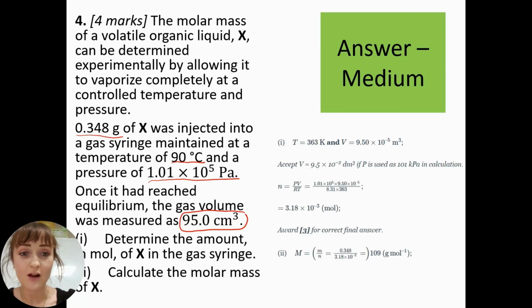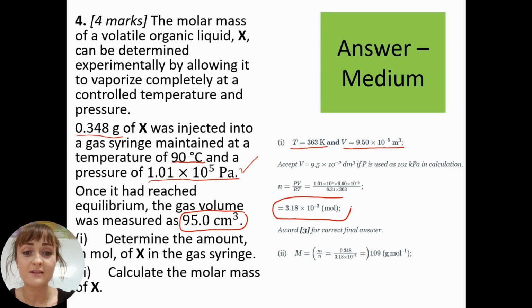As with all questions involving PV and RT, it's going to be key to convert your units. So you need to make sure that your temperature is in Kelvin, that your volume is in meters cubed, and that your pressure is in pascals, which was conveniently given to you that way anyway. Those unit conversions get you the first mark. Then you need to input those values into the PV = nRT equation and calculate the number of moles. This will get you marks 2 and 3.